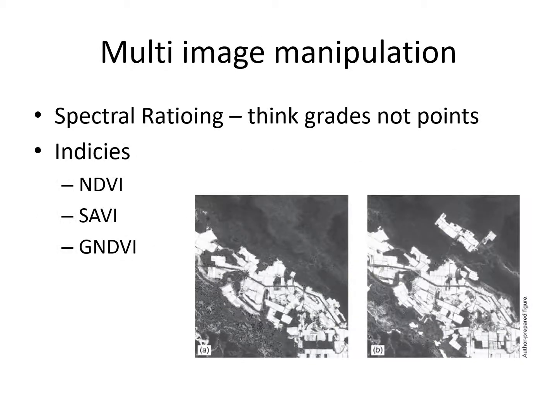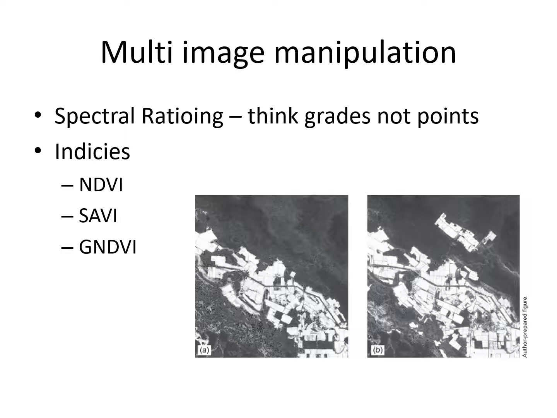Multi-image manipulation: spectral ratioing. Think grades, not points. It's a percentage kind of a thing. The idea is that, say you've got band A and band B, and from day to day, the values that you see in each of these bands can change wildly. But what you're interested in is that they're all a product of how much of the energy of the sun gets whatever done to it.